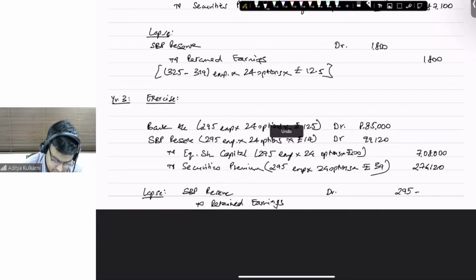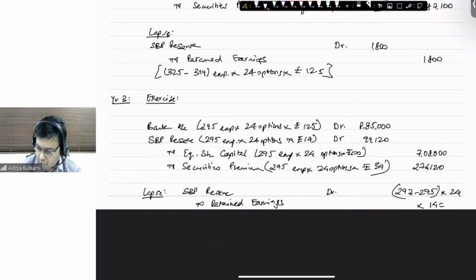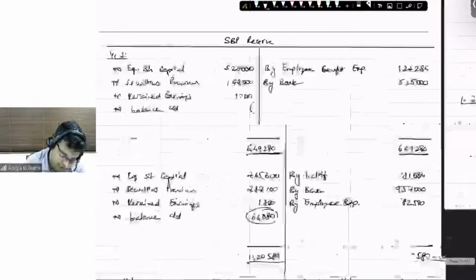$297 minus 295 into 24 options into 14. So that comes to 2 into 24, 48 into 14, 672. 672. And now we do the posting.